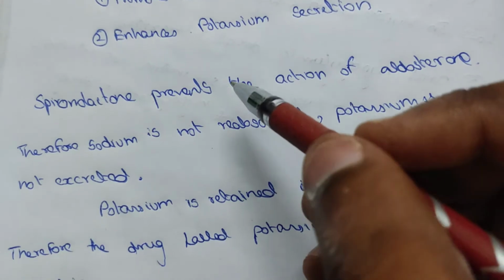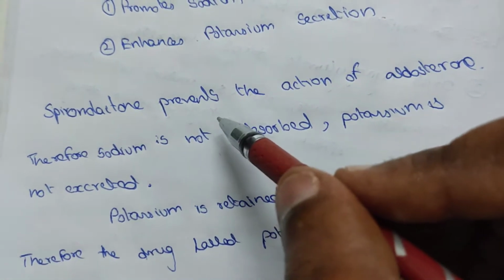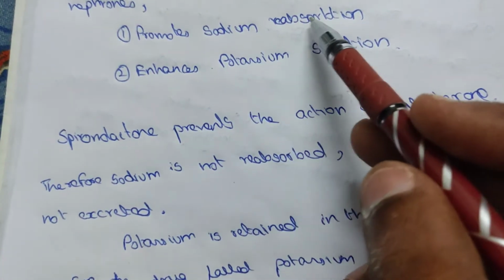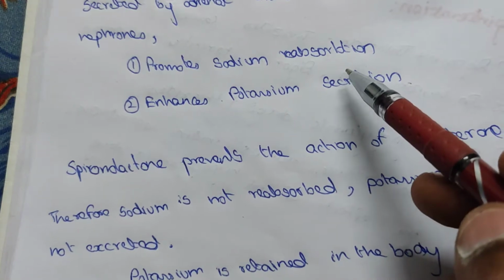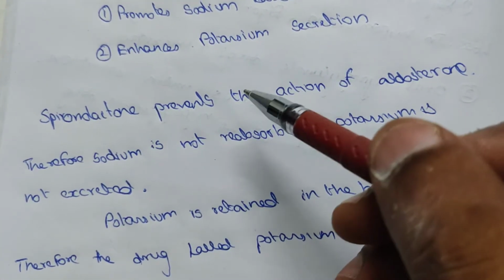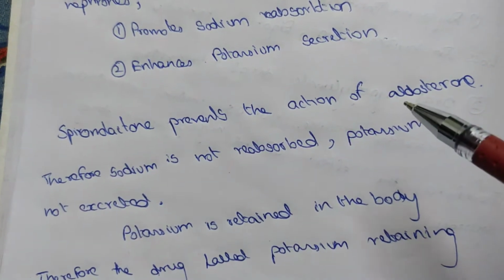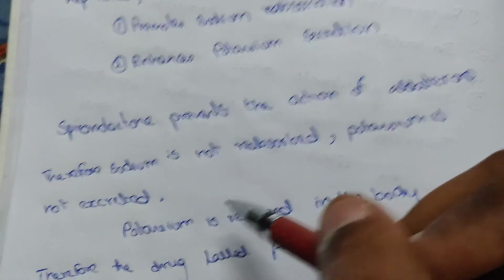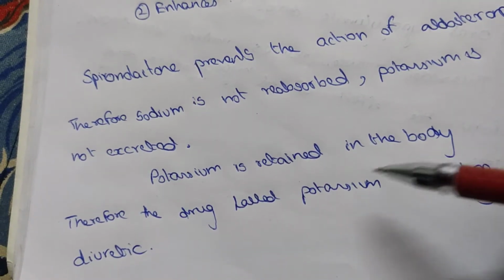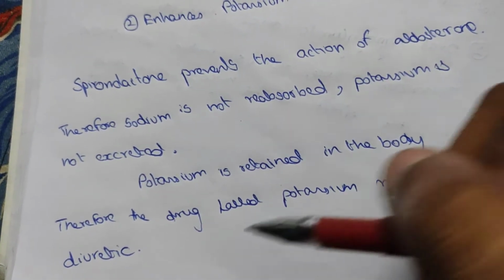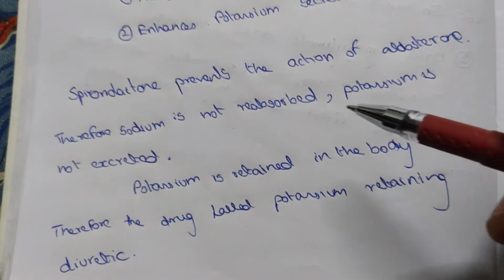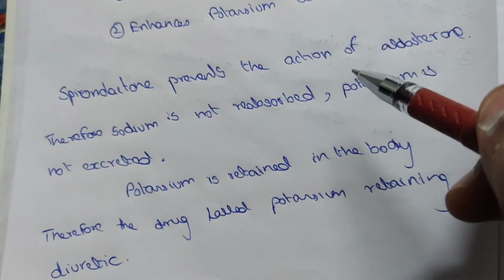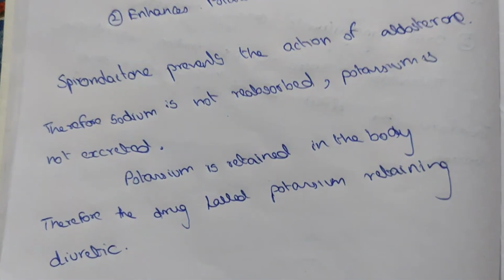Spironolactone is an antagonist to the aldosterone. Spironolactone prevents the action of aldosterone, therefore sodium is not reabsorbed. Aldosterone generally promotes the reabsorption of the sodium, but here spironolactone, which is the antagonist of the aldosterone, inhibits its action, therefore the sodium is not reabsorbed and the potassium is not excreted. The potassium is retained in the body, therefore the drug is called potassium retaining diuretic or potassium sparing diuretic. So the potassium level is maintained in the body. This is the drug action.